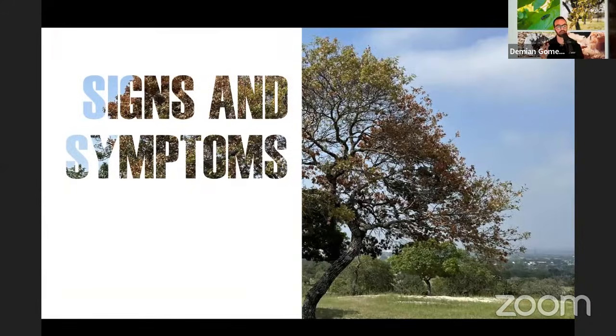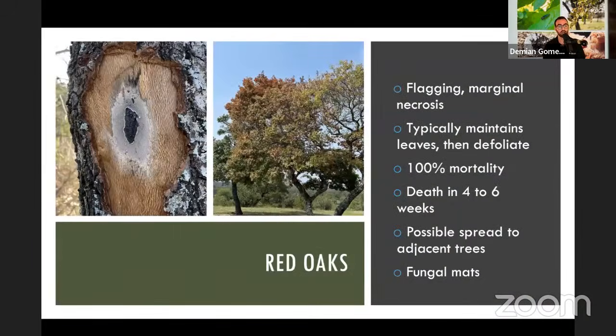So let's talk a little bit about some of the signs and symptoms that we expect to see with oak wilt, right? Different types of oaks are going to produce different symptoms. So, for example, in red oaks, we expect to see things like flagging or marginal necrosis on the leaves. Typically it's going to keep those leaves that are kind of red, as you can see there, or browning, as you can see there in the image.